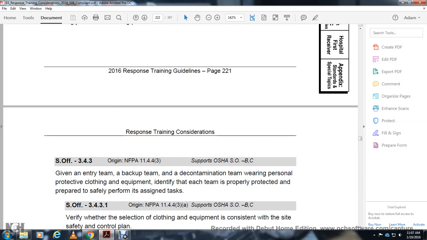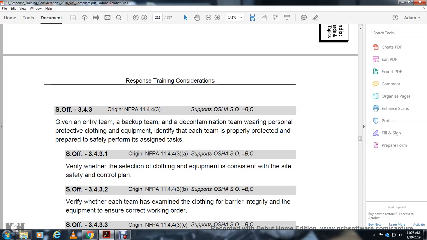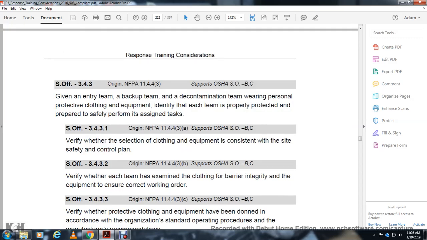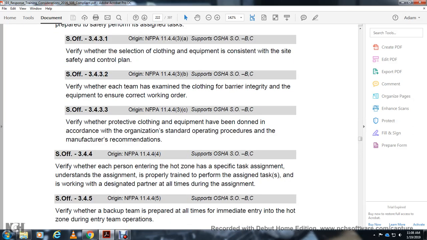Given the entry team, the backup team, and the decontamination team wearing personal protective equipment, identify each type and verify they are properly protected and prepared to perform the assigned tasks. Verify whether the selection of clothing and equipment is consistent with the site safety control plan. Verify that each team has examined the clothing and the barrier integrity of the equipment and ensured correct working order. Verify the protective clothing and equipment are used according to the organization's standard operating procedure and the manufacturer's recommendations. Verify whether each person entering the hot zone with a specific task assignment understands the assignment, is properly trained to perform it, and works with the designated partner at all times during the assignment.